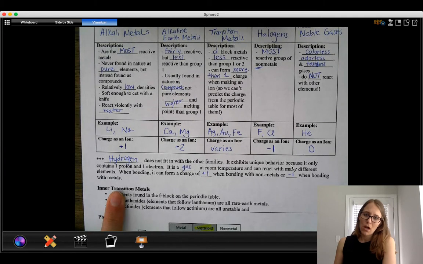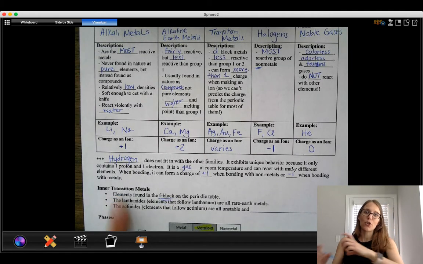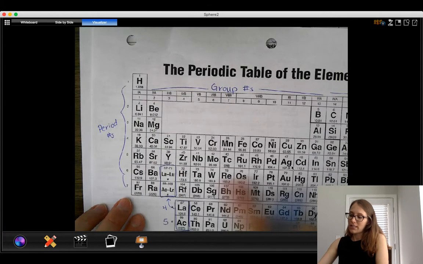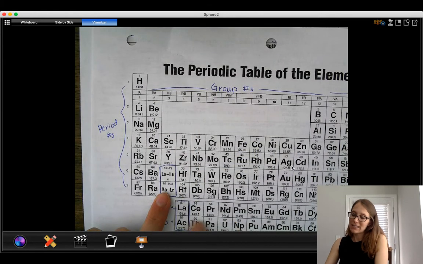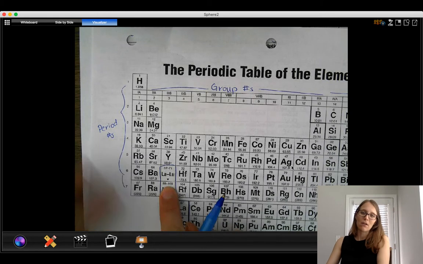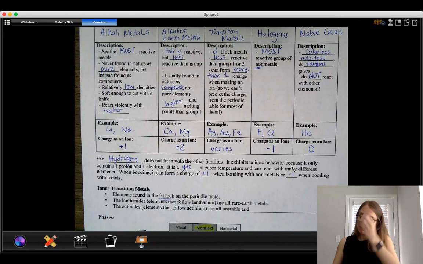One last chunk on the periodic table is the inner transition metals, and these are the F block elements. So the transition metals are the D block. The section that belongs inside the transition metals at the bottom, the F block, is called inner transition metals. It's just kind of a name for that chunk.